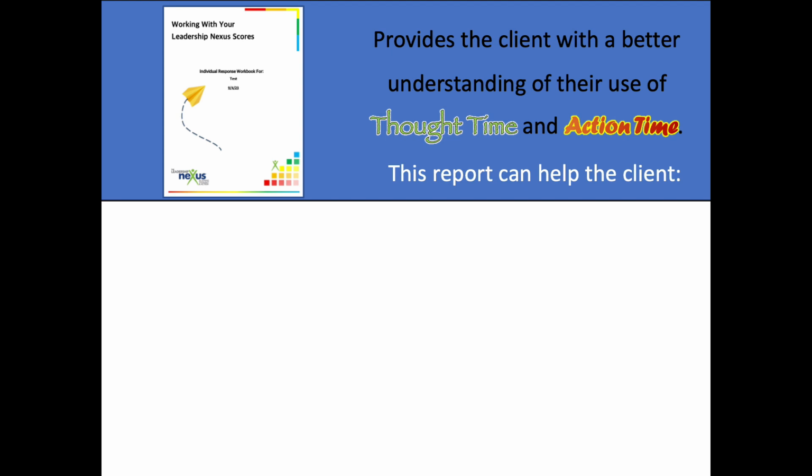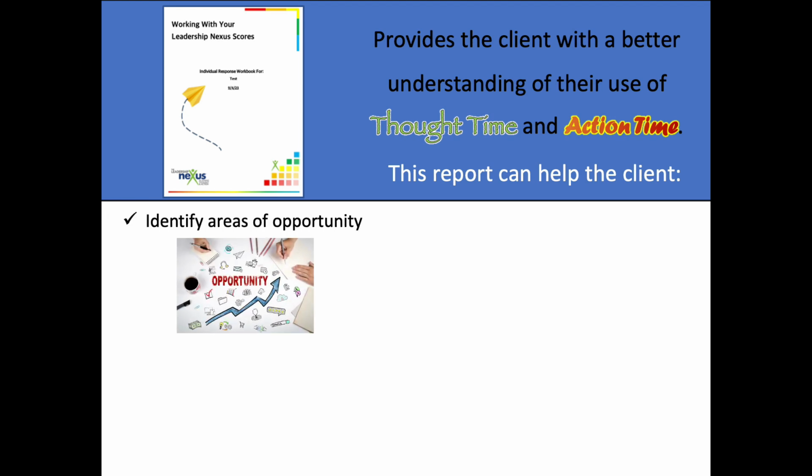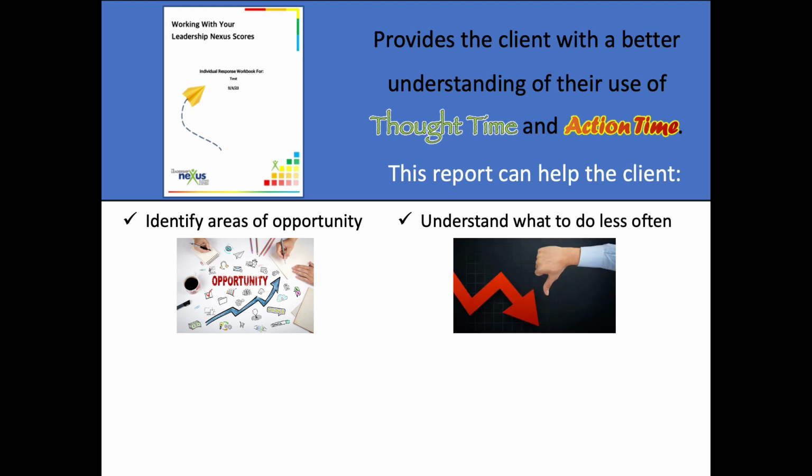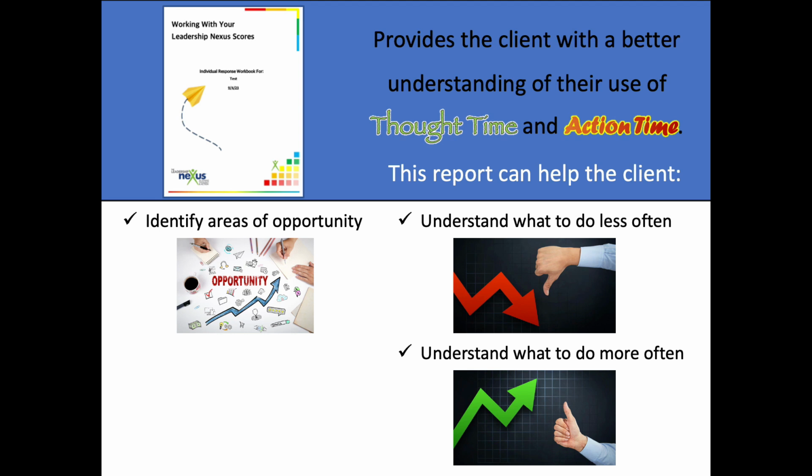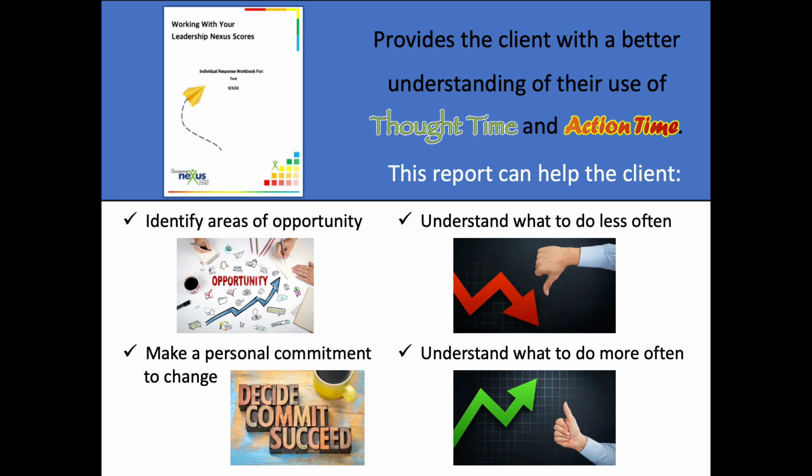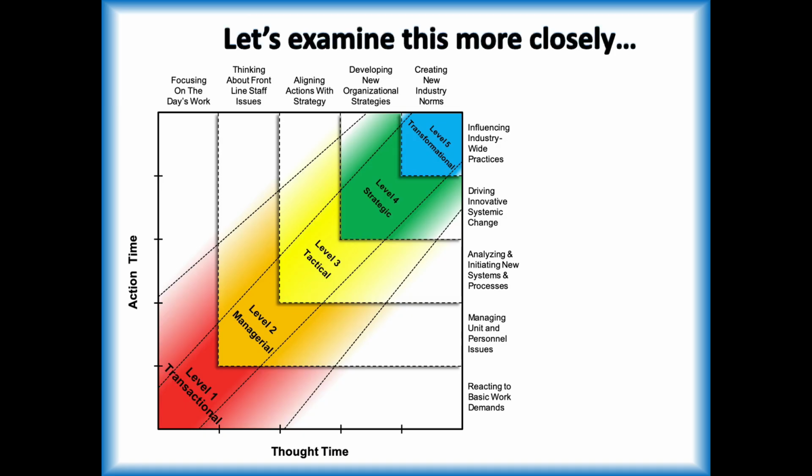This report can provide useful insights into 4 different areas. Specifically, it can help the client identify areas of opportunity so that they can more productively balance their thoughts and actions. Look for areas in which they could be doing less of something in order to free up time and energy for other things. Look for areas in which they can invest more time and energy into more productive thoughts and actions. And make a personal commitment to invest time and energy into changing these thoughts and actions. Let's investigate this in greater detail.